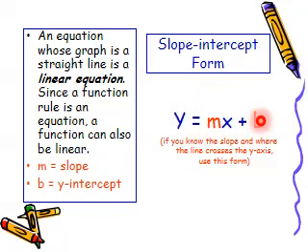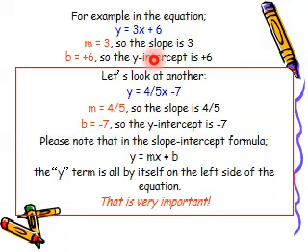And as we pointed out on the last slide, m is the slope and b is the y-intercept. y equals mx plus b. You need to write this down. You need to title it slope-intercept form. We want to use this form when? We want to use this form if we know the slope and we know where the line crosses the y-axis, which is called the y-intercept.